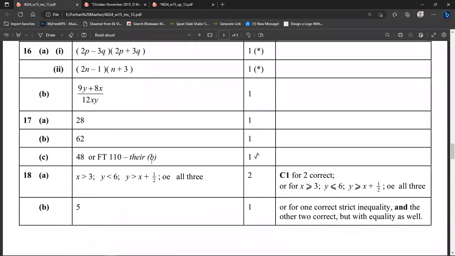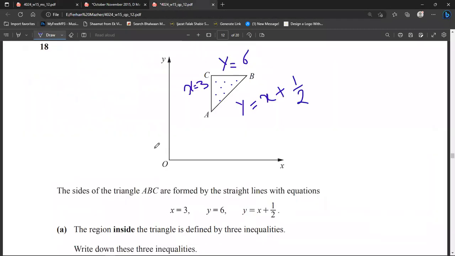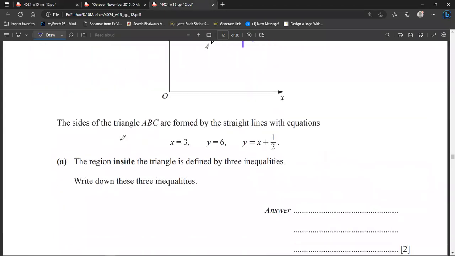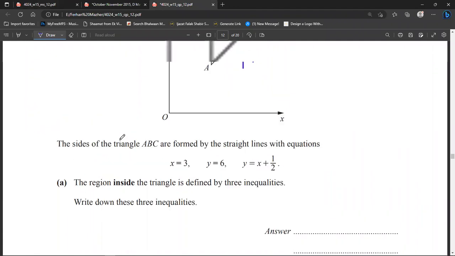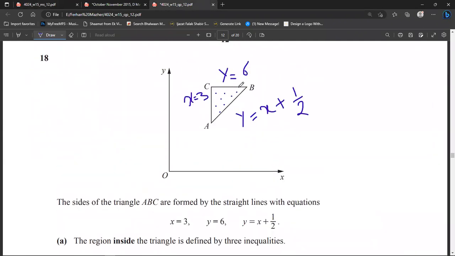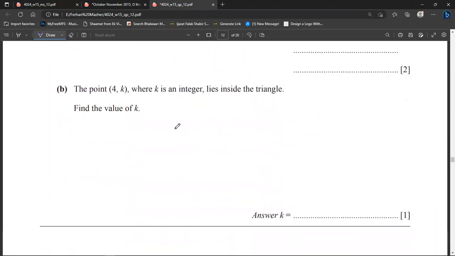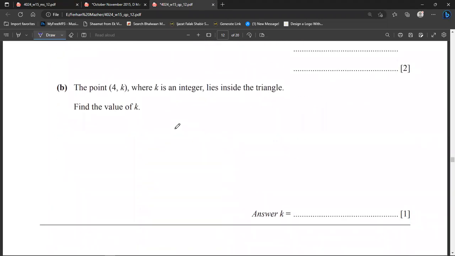And these answers are right. He has not written the equals to sign here, and the question does not say the region inside the triangle is defined by three inequalities, so it is not mentioned here. If these lines are dotted, then we only put the crocodile sign. If they are continuous, we put the equals to sign also. But they have not told us that they are dotted lines here.